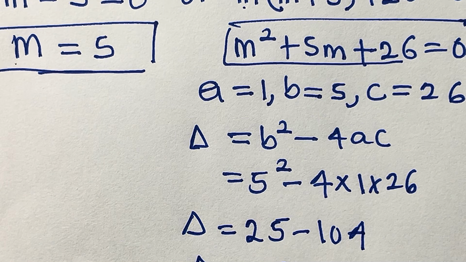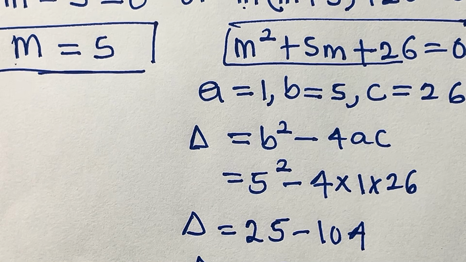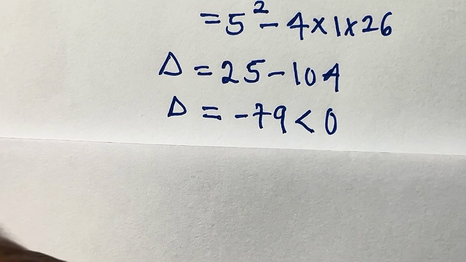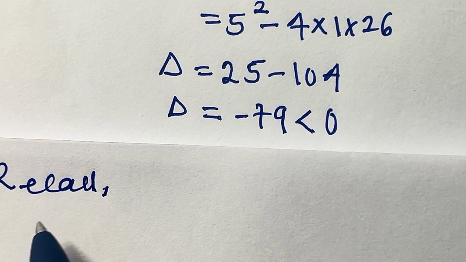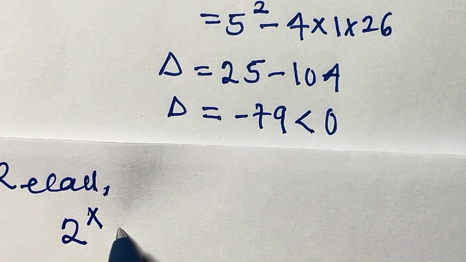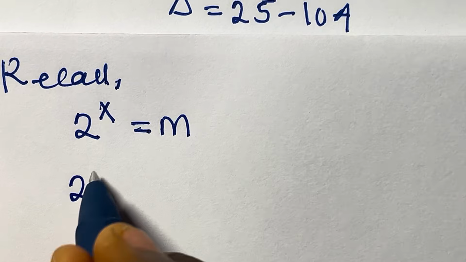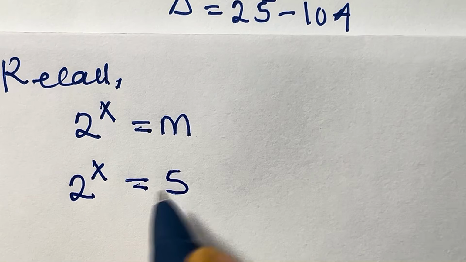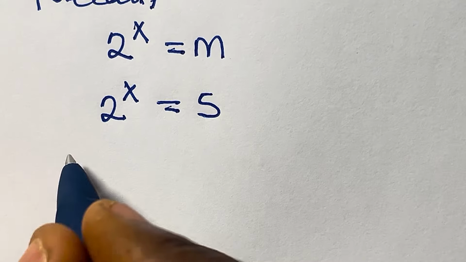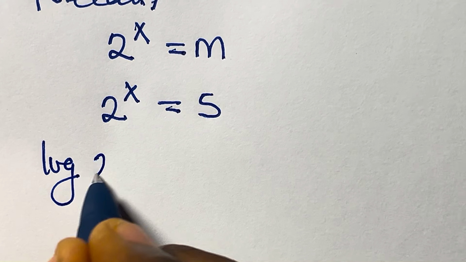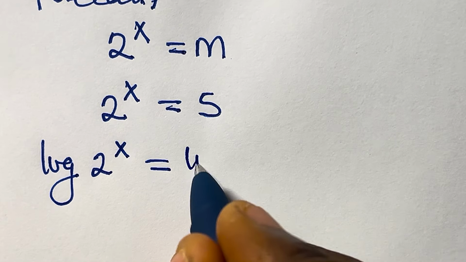But we are not asked to find m, rather we are asked to find x. So let's recall that 2 raised to the power x equals m, which implies 2 raised to the power x equals 5. So from here, if we introduce log to both sides, we'll have log of 2 raised to the power x equals log 5.